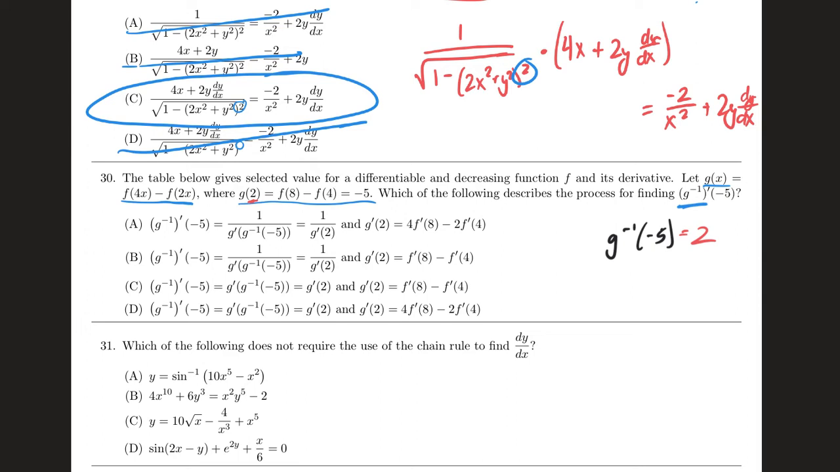Using the inverse function theorem, we do 1 over that other slope. So the ones that are right so far are the ones that have a fraction. C and D are out because they don't have that fraction on the bottom. We put the inverse in the derivative, which is g prime of 2. Both of these are right up until this point, so now we need to figure out which one's more right in the second part. And then g prime of 2.